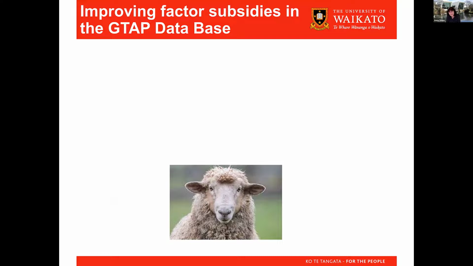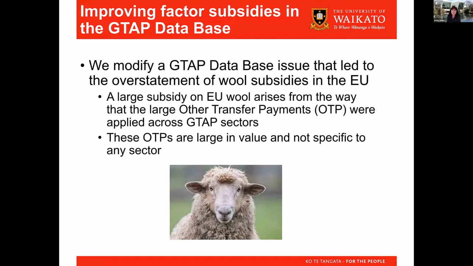So after looking at the model code, let's turn to what we did to improve the factor subsidies in the GTAP database. As mentioned, they are in the GTAP database, they are available separately. But what we found is that there were a few problems when we started looking at these data, and this little guy here is one of the problems that we found. Not this particular guy, I think this is a New Zealand sheep actually, and it wasn't the New Zealand sheep that were the problem, it was a European sheep that turned out to be the really major problem in the database. So let's take a look at what we found.